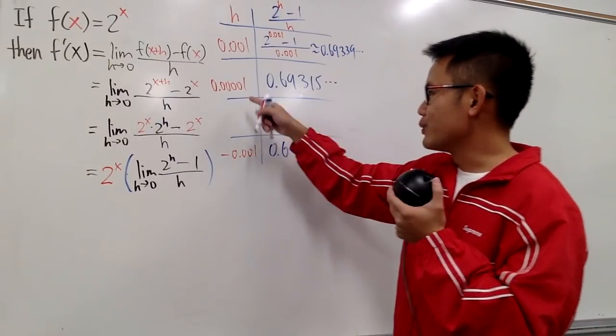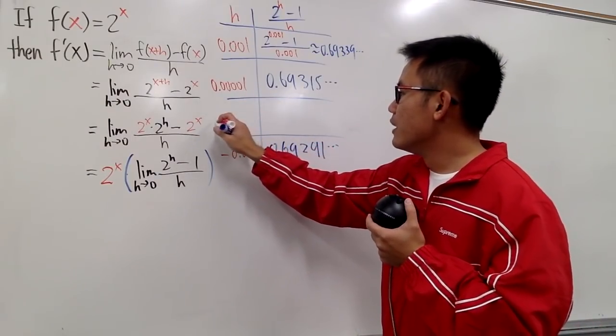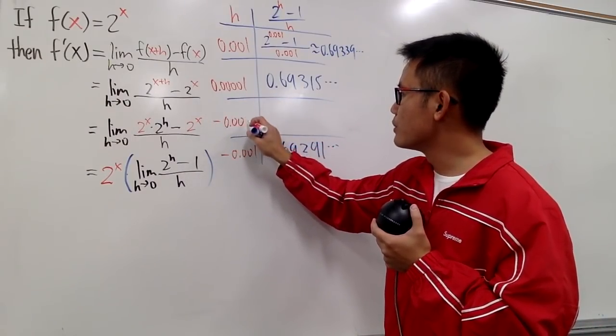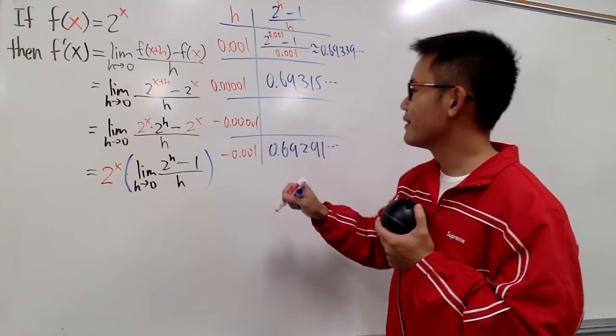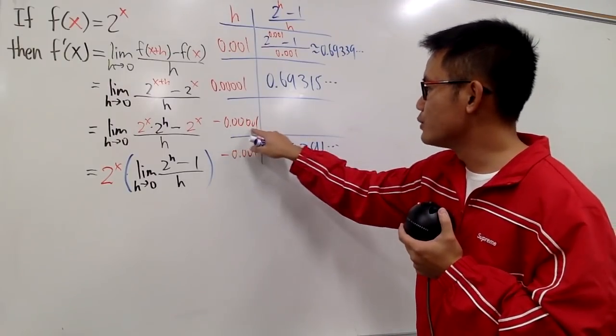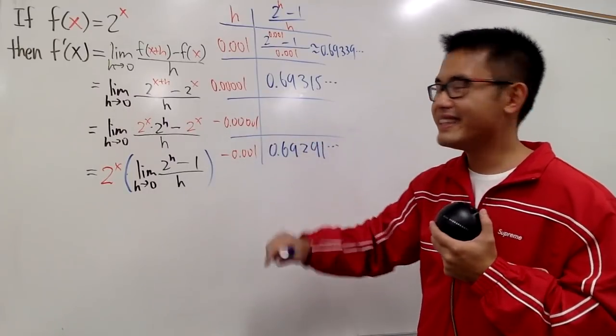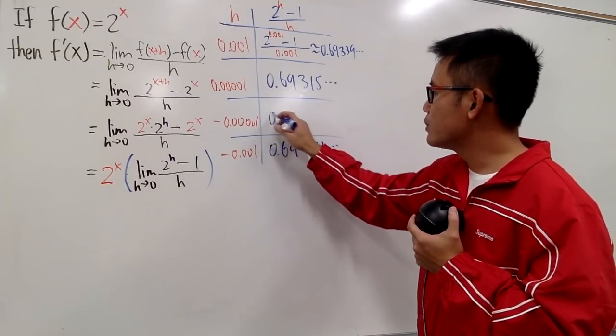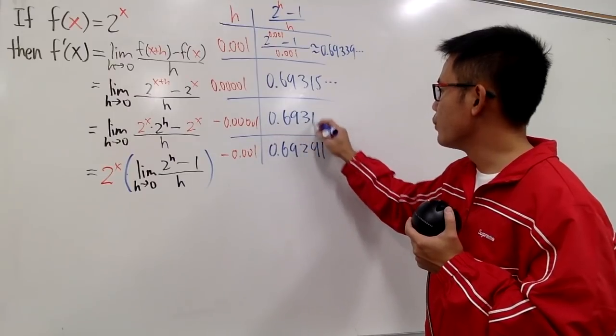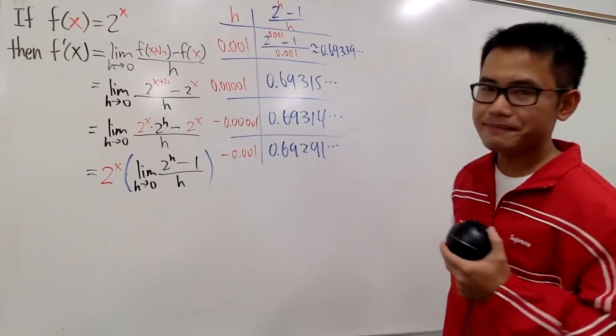And I will do the same thing right here, but negative 0.00001, all right? So 4 zeros right here after the decimal point, and then 1. But this is the negative version. When we do that, we get 0.69314, and so on, all right?